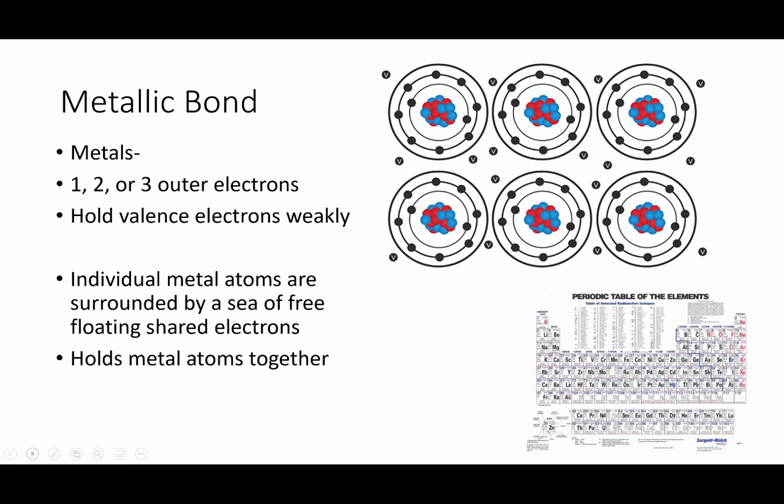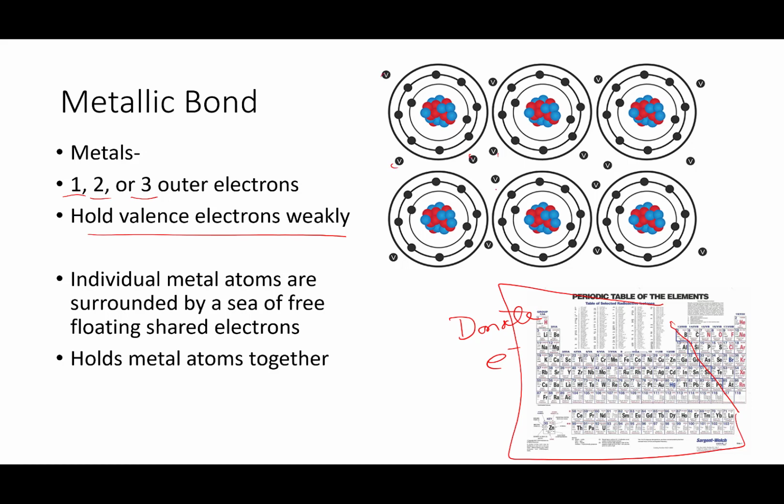Well, to understand that, you've got to understand the atoms in metals. On the periodic table, all of these lovely metals over here have 1, 2, or 3 outer electrons as the most typical. They hold these valence electrons weakly. Metals tend to be the atoms that donate or give their electrons. Because they do not hold on tight to their valence electrons, these outer electrons out here are very, very loosely held.